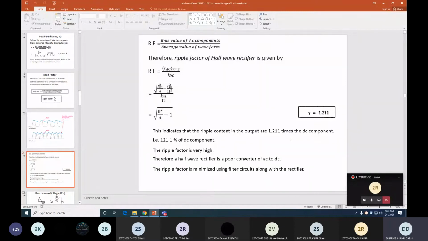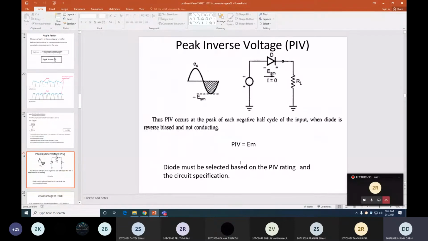So we must minimize this ripple factor using a filter circuit along with the rectifier. So in a practical circuit, we use a filter at the output of the rectifier to remove all this ripple so that we can get the DC output at the load side.